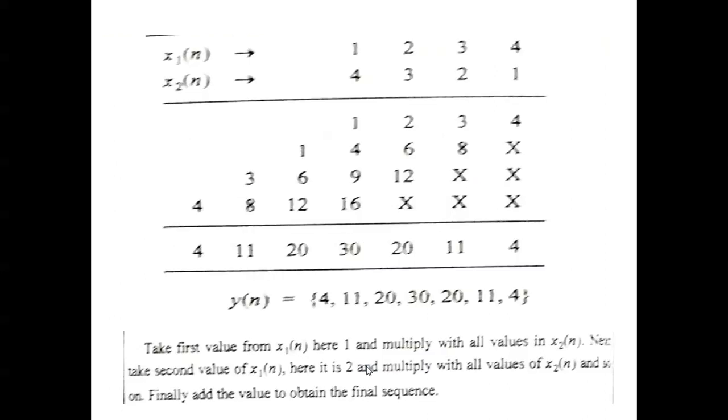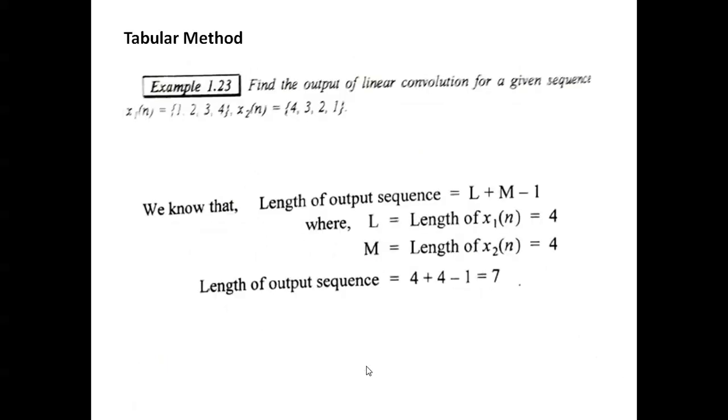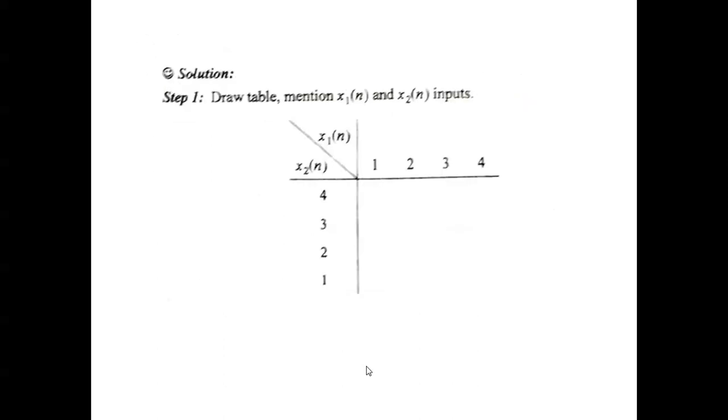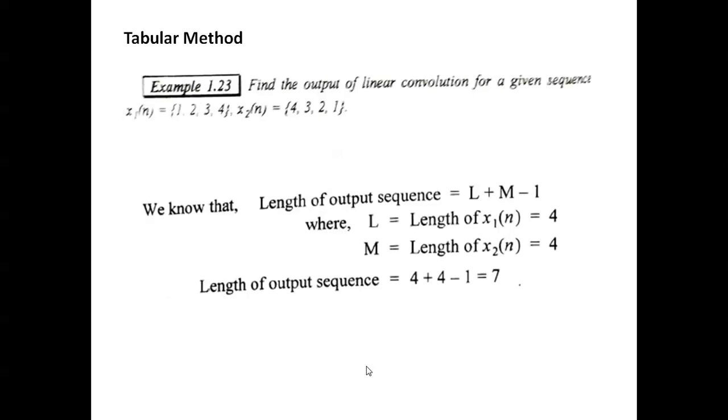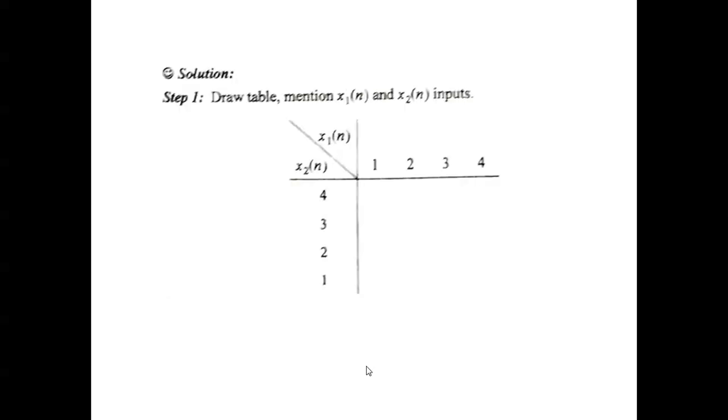Actually, this is one of the methods, a tabular method, for multiplying, and then you get the value of y of n. In the tabular method, we find the output of the linear convolution for the given sequences x1 of n and x2 of n. The length of the sequence is found using the L plus M minus 1 formula. This is the tabular method step. x1 of n is 1 2 3 4, written there, and x2 of n is 4 3 2 1, also written on the left side.